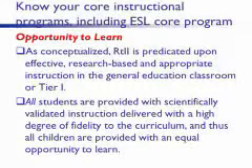So we're going to go to opportunities to learn, and this part is considered part of what I said before, the civil rights that these children have to access to quality education. RTI is predicated upon effective, research-based and appropriate instruction in the general education classroom, or Tier 1. So are we addressing the needs of all children that are in that Tier 1?